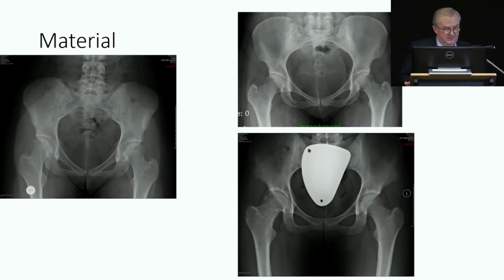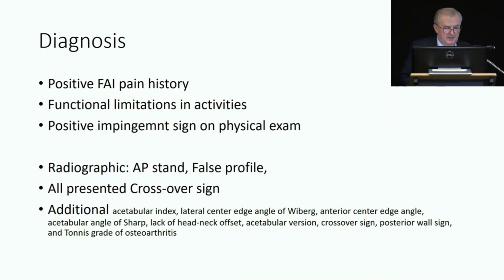These are examples of different kinds of retroversion. You can find a crossover sign, a lateral wall sign, and a prominent sciatic spine. In all these cases, we have positive femoroacetabular impingement: a history of pain, functional limitations, limited range of motion, and limited activities, with positive impingement signs during the physical examination.